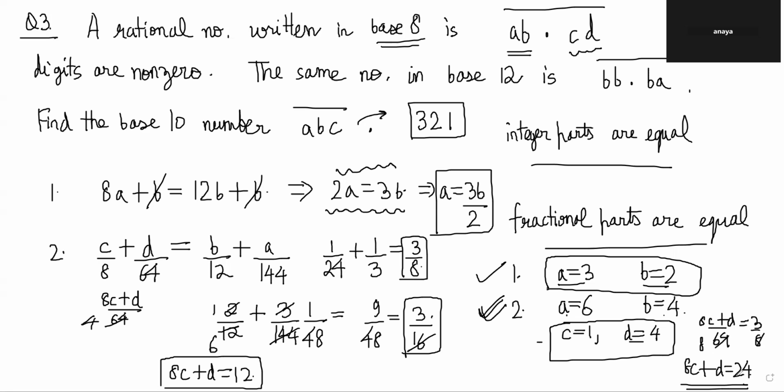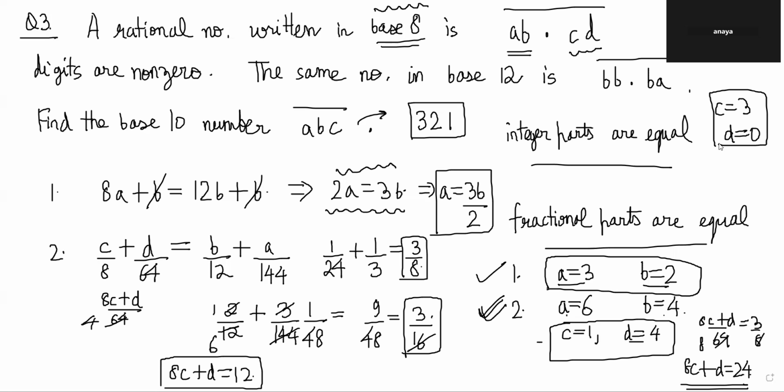8C plus D is 24. So now we check again. C cannot be 0. C cannot be 1 also, because D will be too big, 16. If C is 2, D is 8, but 8 cannot be used because it is base 8, right? Right. And if C is 3, D is 0. That's fine. So C is 3 and D is 0, correct? Then you're getting 6, 4, 3, 0.